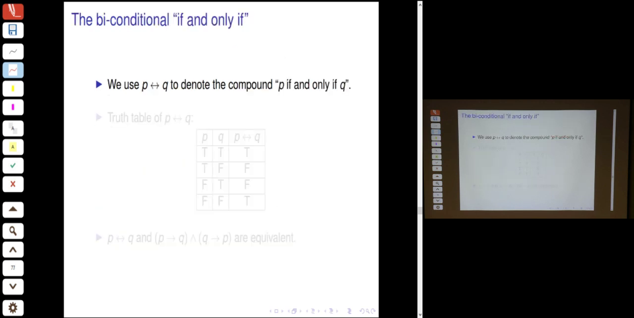Okay, so now I'm going to introduce the last connective in logic. This is the if and only if.